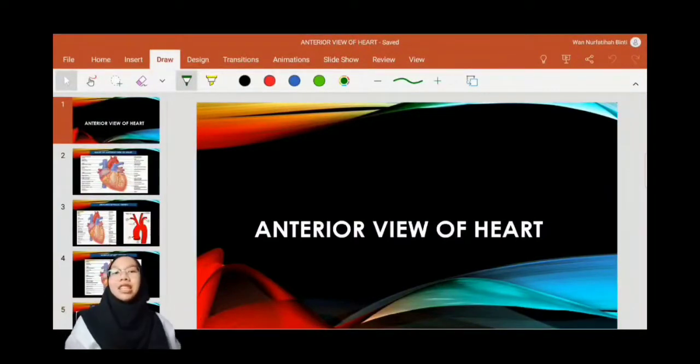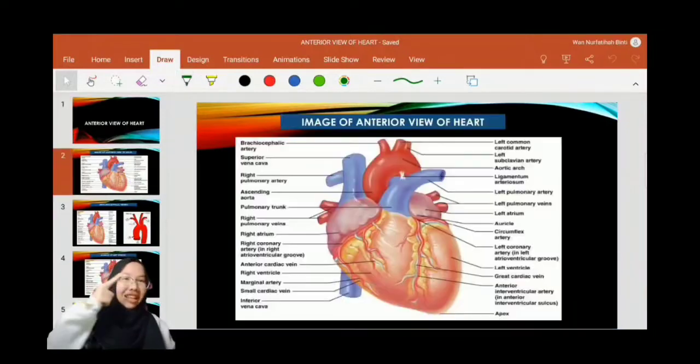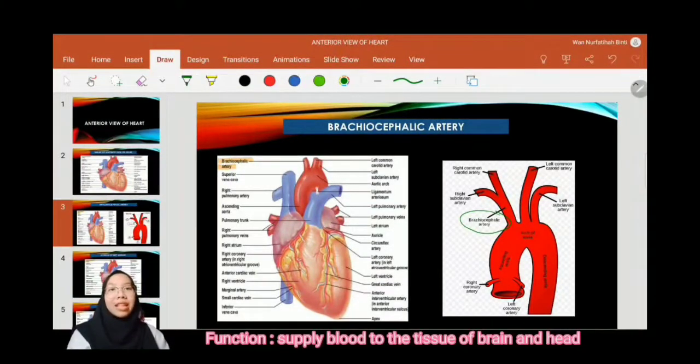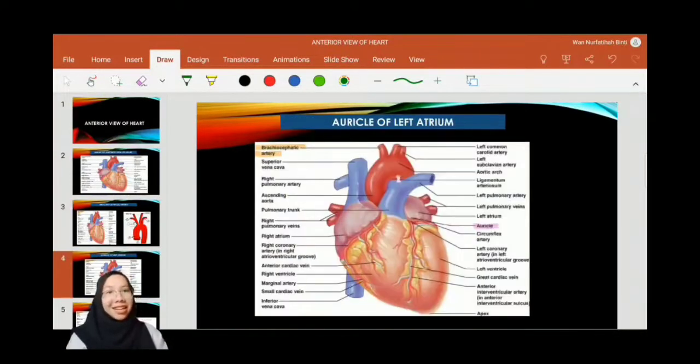Today, I will explain certain parts of the anterior view of the heart. So, let's go. And here is the image of the anterior view of the heart. First is the brachiocephalic artery. It is also known as the brachiocephalic trunk. It is the first branch of the aortic arch and reaches up to a point near the junction of the sternum and right clavicle. Its function is to supply blood to the tissue of the brain and head.